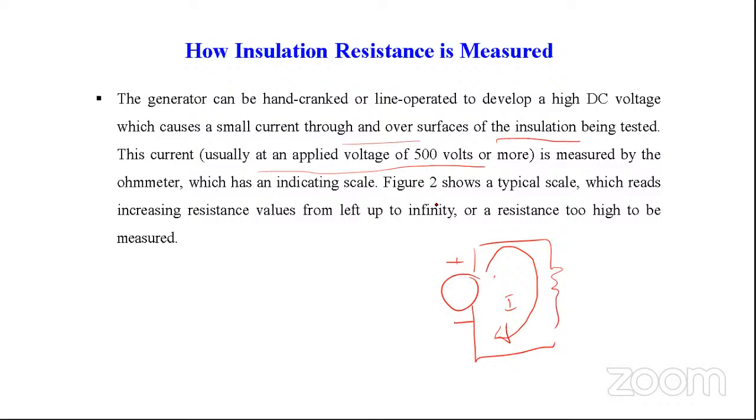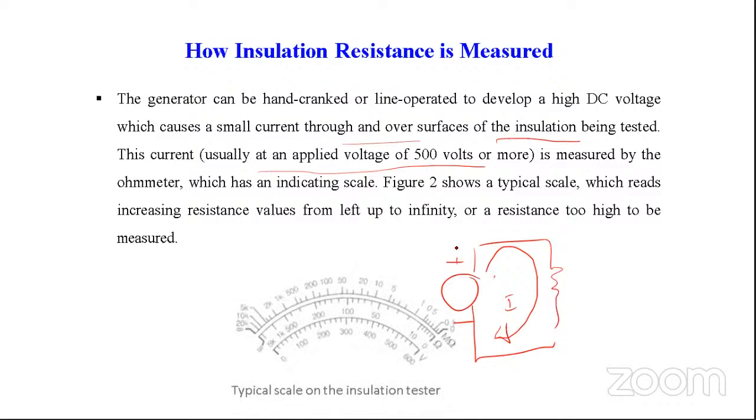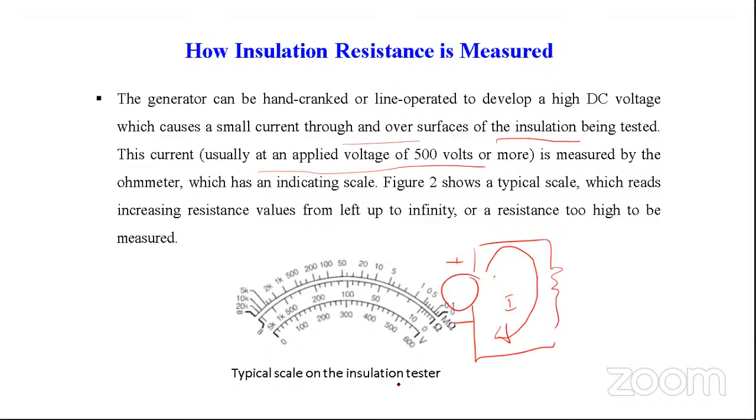Now you see there is a picture of the typical scale of the insulation tester. All of you know that side. If your needle is deflected to that side, close to infinity or a higher value, it means the insulating material is in good condition. But if it is on the lower side, you can say the insulator condition is not good.